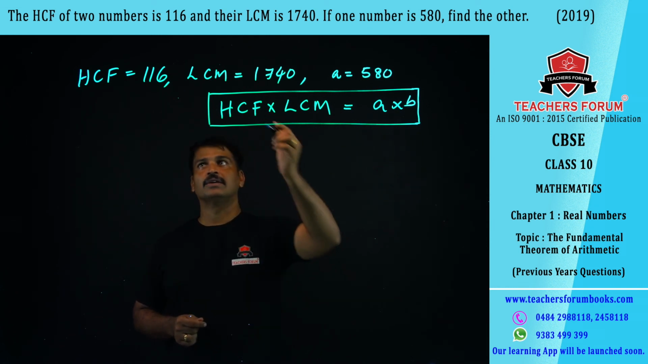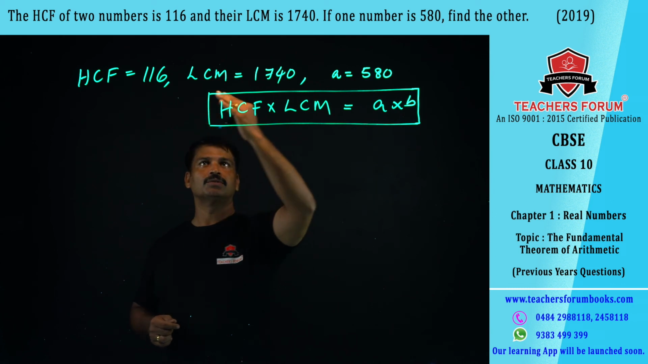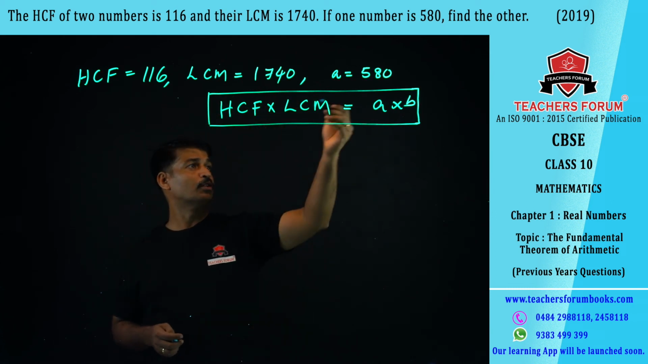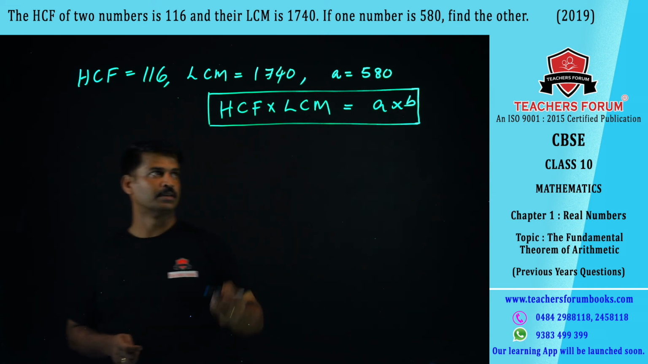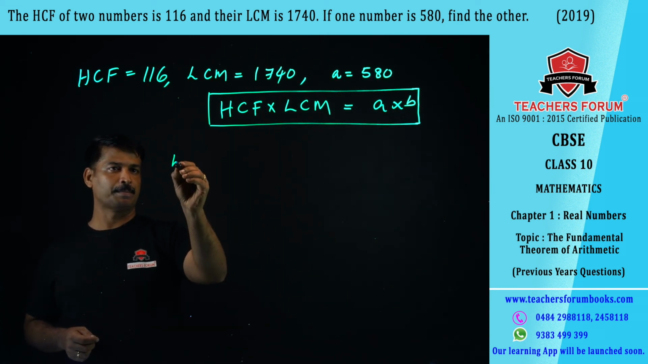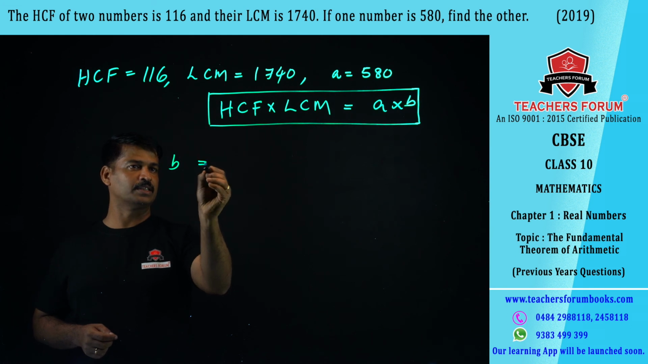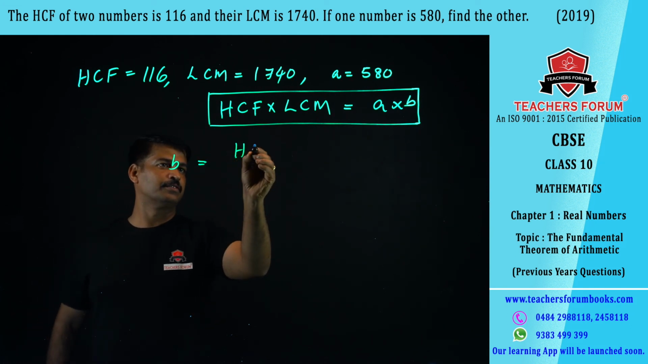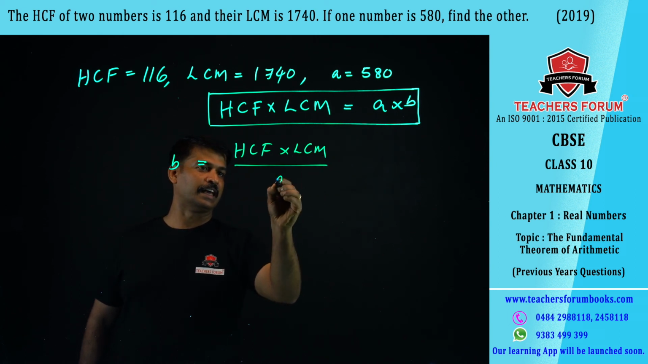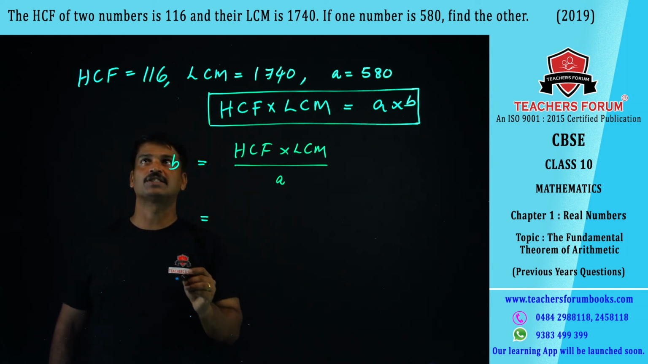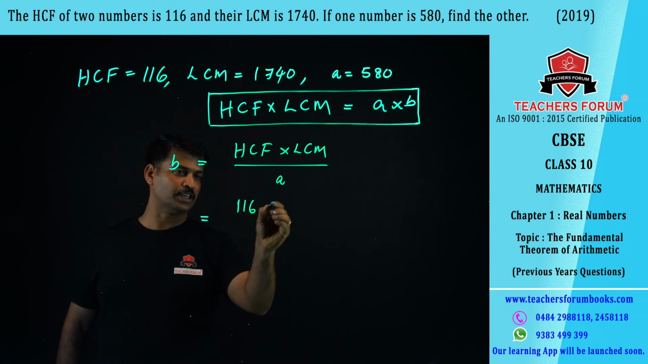Let us see what is given. HCF is given to you, LCM is given to you. One of the numbers is also given, that is 580. You have to find out the other number. Let the other number be B. So the other number is equal to HCF into LCM divided by A. Let us substitute the values. HCF is equal to 116.